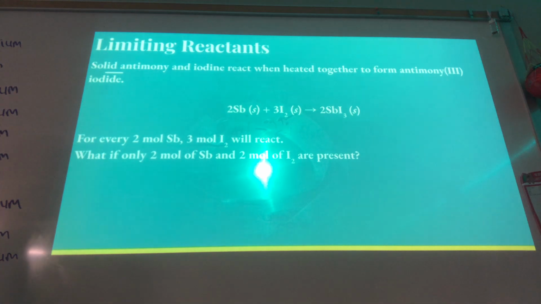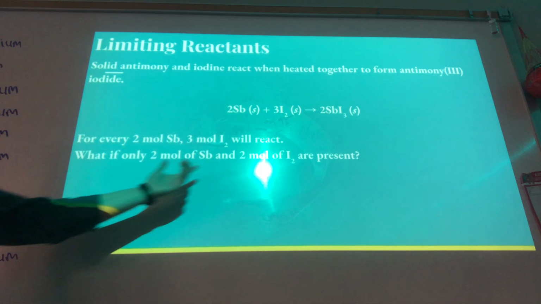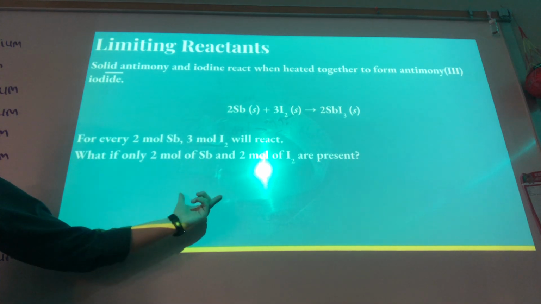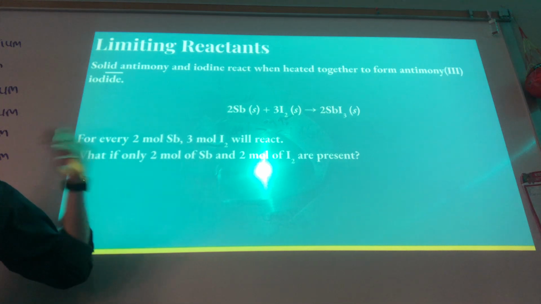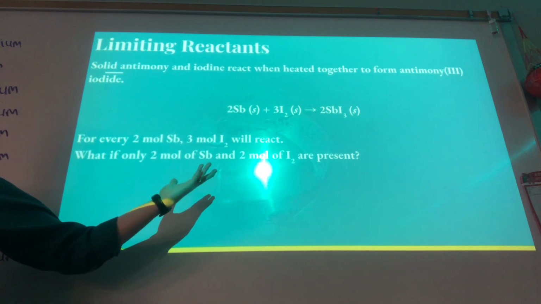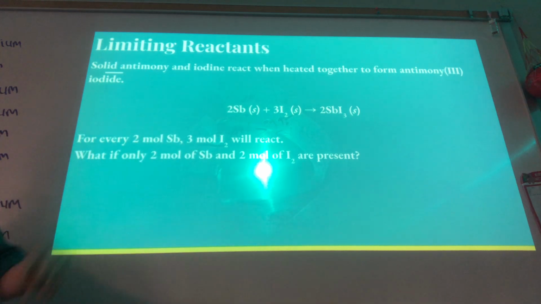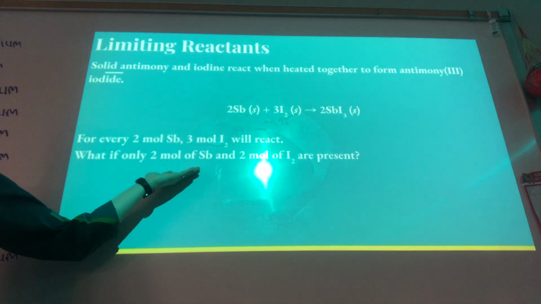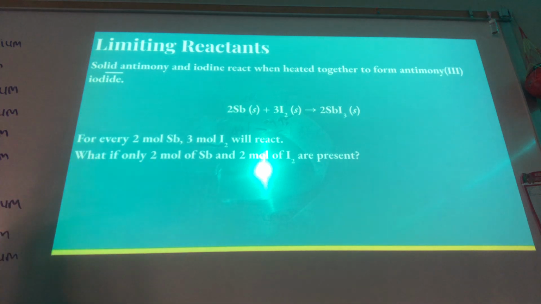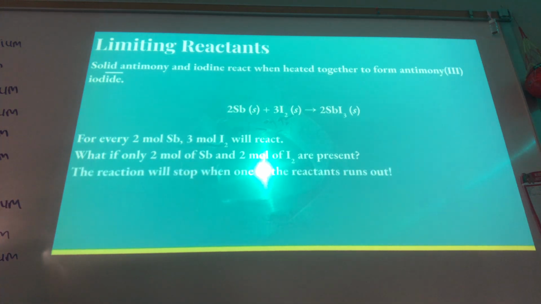It still reacts. However, we are not going to use them both up down to 0. We're going to use one of them completely, and then it will run out because we have extra of the other. And so if we're in this type of situation, we need to be able to figure out which element is going to run out first. So the reaction will happen, but it will stop, and one of them will run out, and we'll have leftovers of the other.